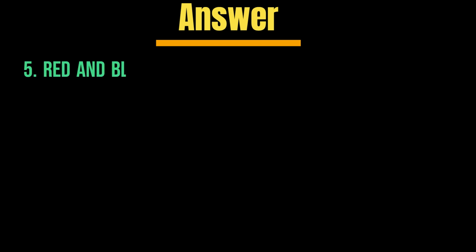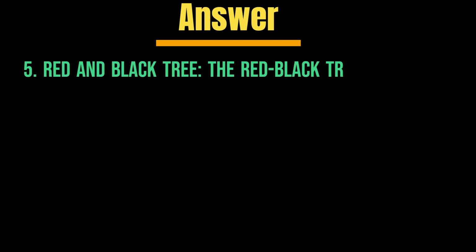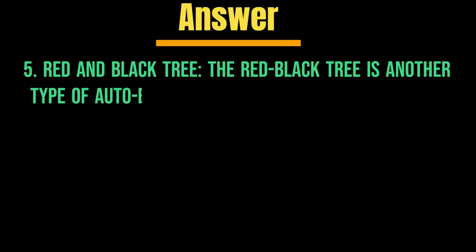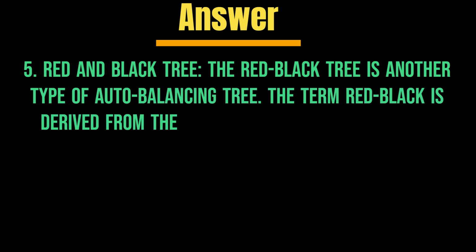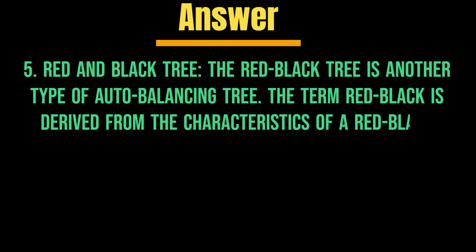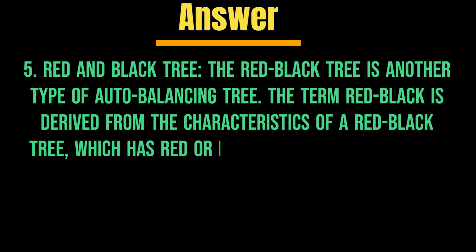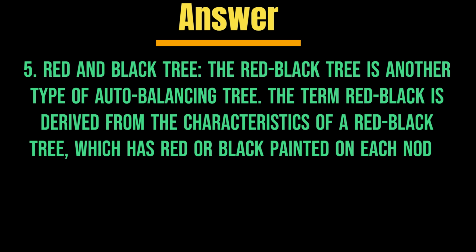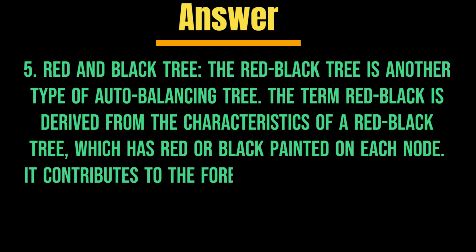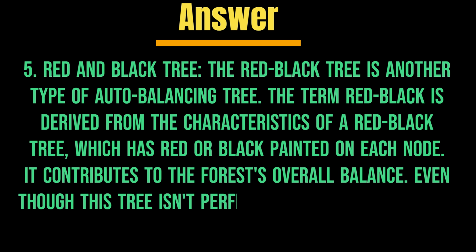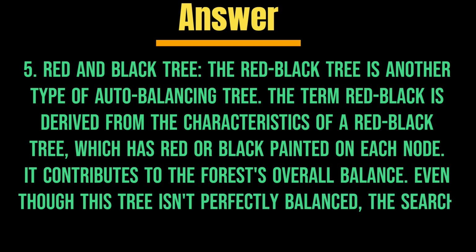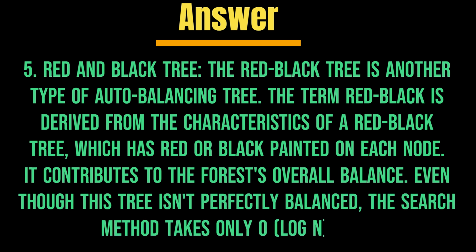5. Red-black tree. The red-black tree is another type of self-balancing tree. The term red-black is derived from the characteristics of a red-black tree, which has red or black painted on each node. It contributes to the tree's overall balance. Even though this tree isn't perfectly balanced, the search method takes only O(log n) time.